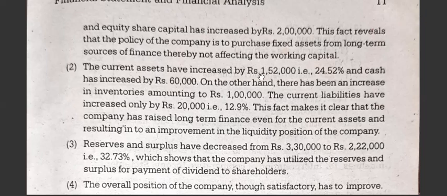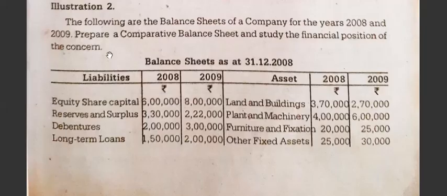Next, the current assets have been increased. On the other hand, there is an increase in inventory also. Long-term loans finance current assets, all this improves the productivity or the liquidity position of the company. Reserves and surplus have decreased. Now, reserves and surplus have decreased for the last 2 years. The overall position of the company was satisfactory and needs to be improved. So, this is the position of the balance sheet given in the problem.